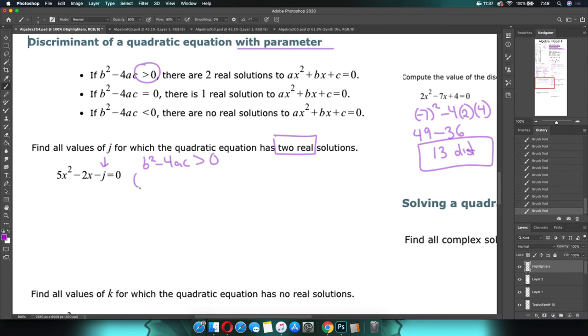So b squared is negative 2 squared minus 4 times 5 times negative j greater than 0. So again, that negative is attached to the j. You want to be careful with it. Make sure that you're including whatever sign it is that you're doing. Obviously, if it's positive, you don't need to write anything, but those negative signs, man, they kill people.